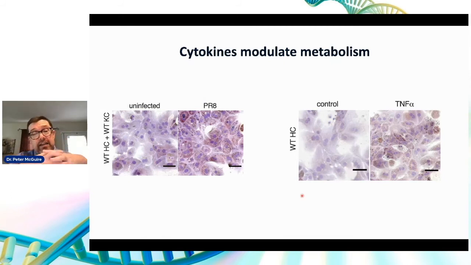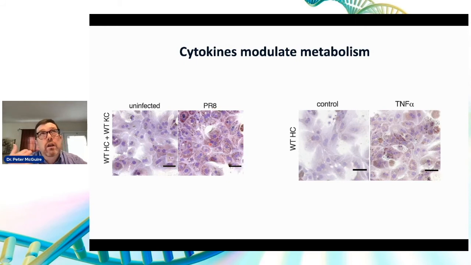Another thing that cytokines can do is inhibit fatty acid oxidation. What I'm showing you here on the left are liver cells isolated from a mouse. When we take those liver cells and put in a virus, in this case an influenza virus, what you can see is the accumulation of these red dots. These red dots are fat. There's an inhibition of fatty acid oxidation when you have the addition of an infection like influenza in liver cells.